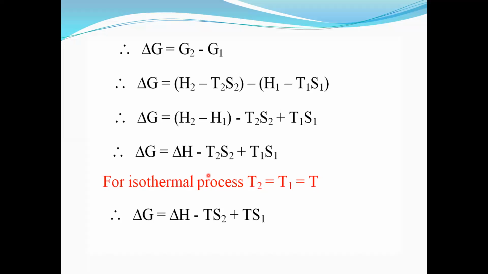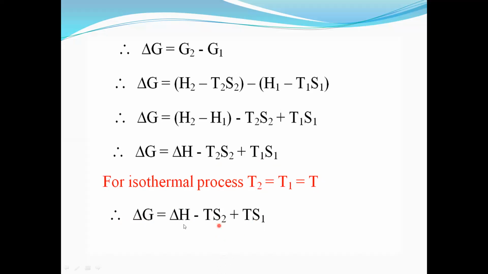We will take T. So then the equation becomes, therefore delta G is equal to delta H minus T2, in place of T2 what will you take? T, because the process is isothermal, that is the temperature remains constant. So we have taken T here, TS2 plus, in place of T1 what will you take? T, TS1. Therefore delta G is equal to delta H minus TS2 plus TS1.